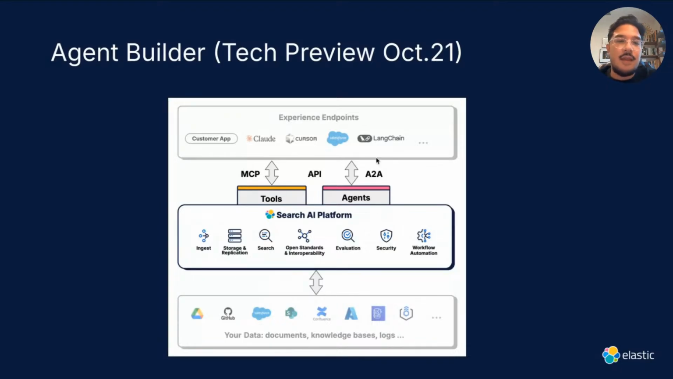And here's a little bit of the architecture. With tools, you can register tools that execute queries or actions and expose them with MCP. You can build custom agents where you define objectives, workflows, guardrails, etc., and expose that using A2A in the future. And it's all powered by the tools you already know and love from Elasticsearch, which is built on top of your data.